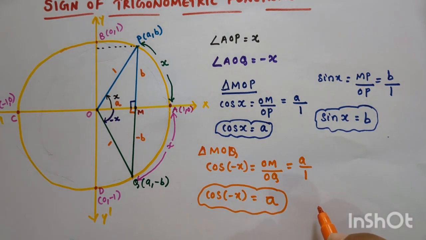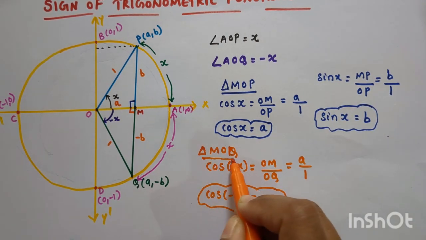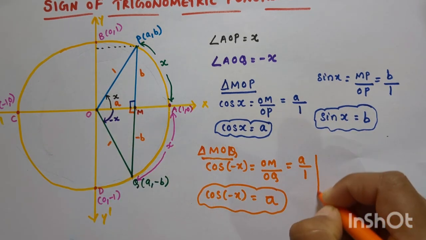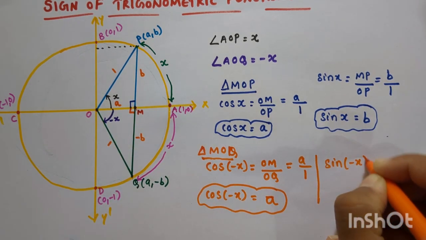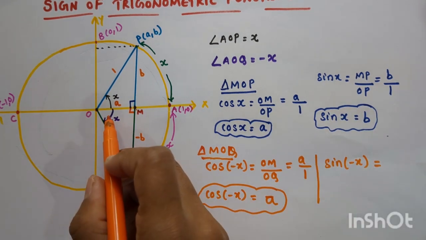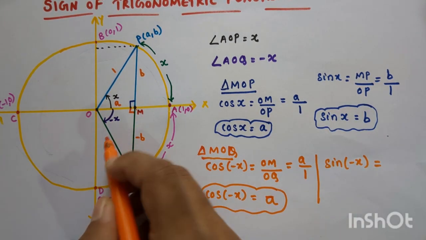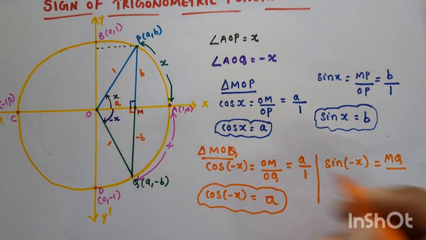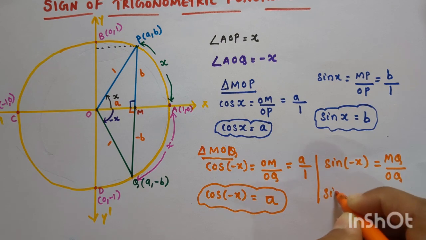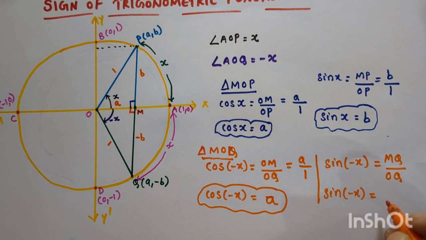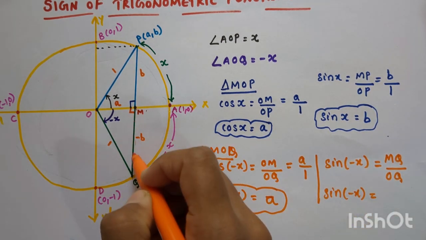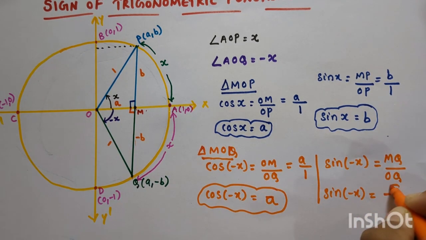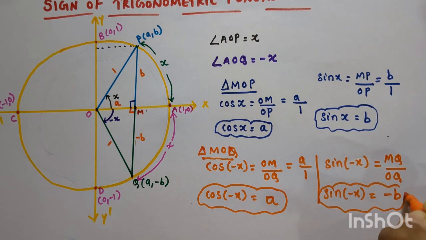Okay, similarly, again I am considering this triangle MOQ. Here I am going to find sin of minus x. So sin of minus x will be what? Opposite side by hypotenuse. Opposite side, which is MQ or QM, divided by hypotenuse, which is OQ. So here we can write sin of minus x is equal to MQ, which is minus b, divided by OQ, which is 1. Minus b divided by 1 is minus b. So we get another equation like this.